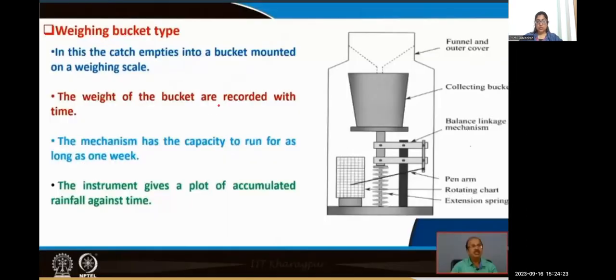So let's see what all these are. We learned about what a tipping bucket is. We also just briefly looked into what a Simmons type rain gauge is. So let's see what weighing bucket is.